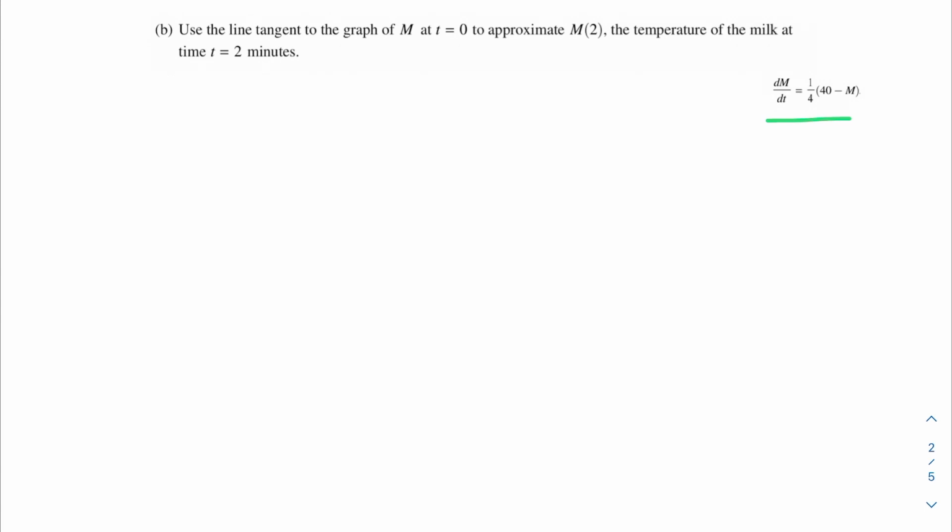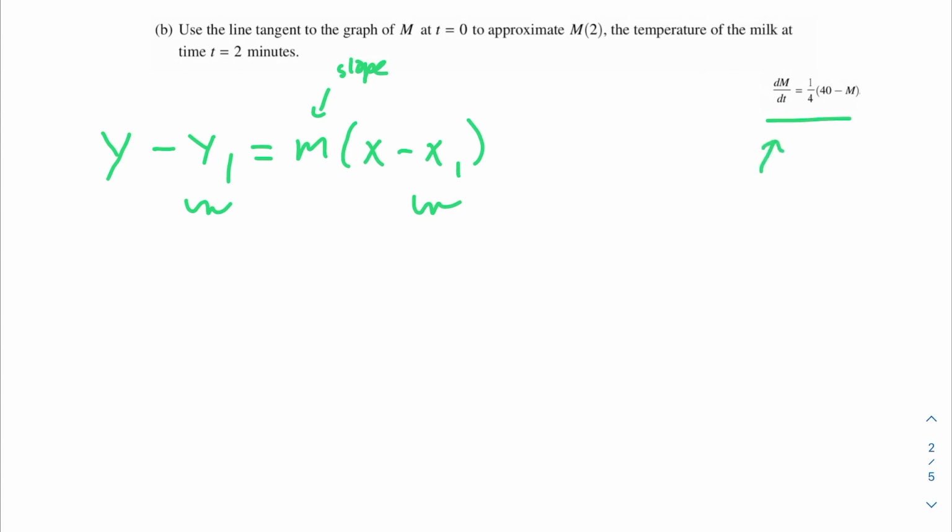So remember our point slope form, we have y minus y1 is equal to m times x minus x1, where y1 and x1 are points on that line, and the m is the slope. First, let's figure out our slope. How are we going to figure out our slope? We're going to use dm over dt.